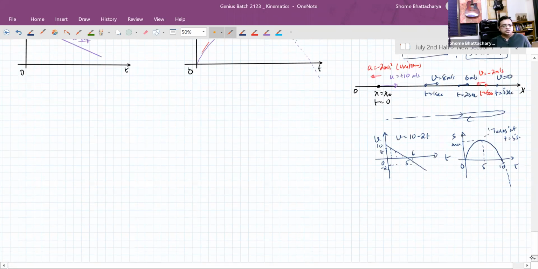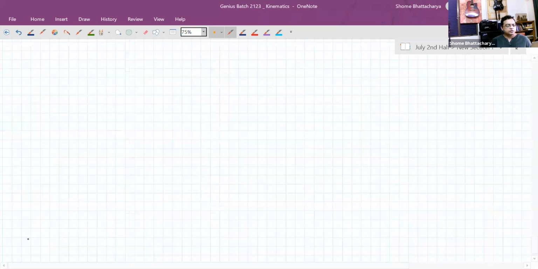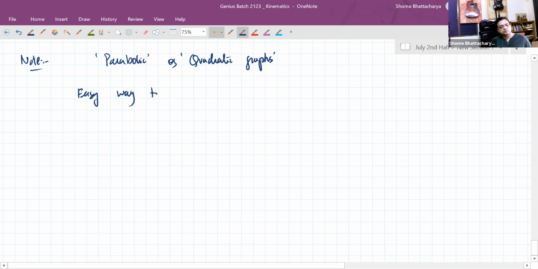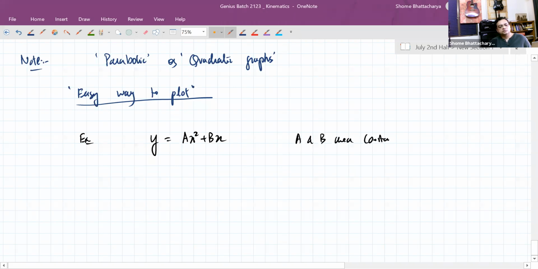Okay, so before we continue, I'll just give you a quick refresher of parabolic graphs because they will come in a lot over here. Parabolic or quadratic graphs. Easy way to plot. So for example, if it is of the type just this, there's no constant term. Suppose if it is of this type and a and b are constants, then what you do is you factorize this.